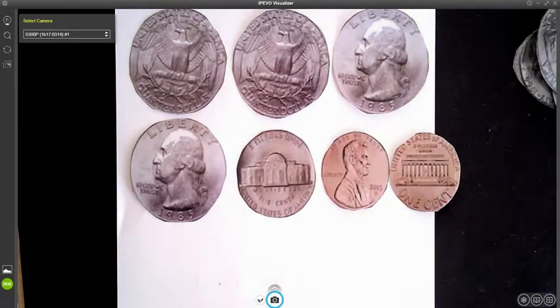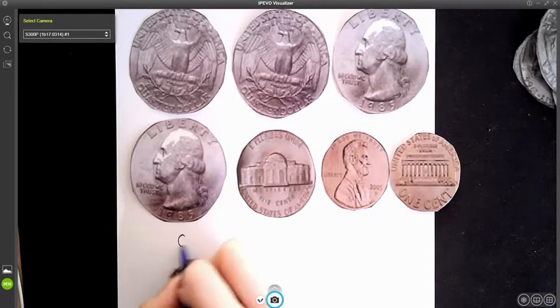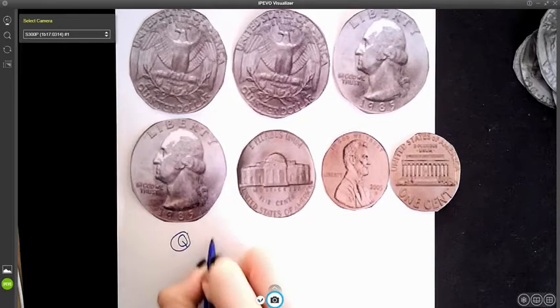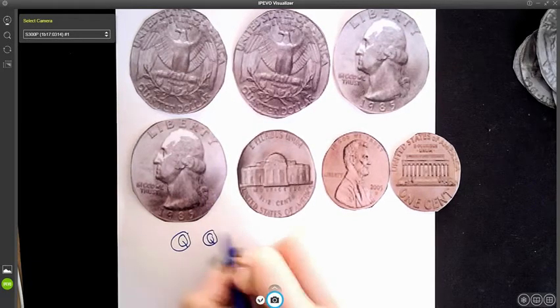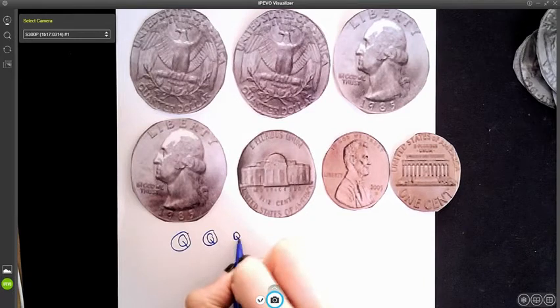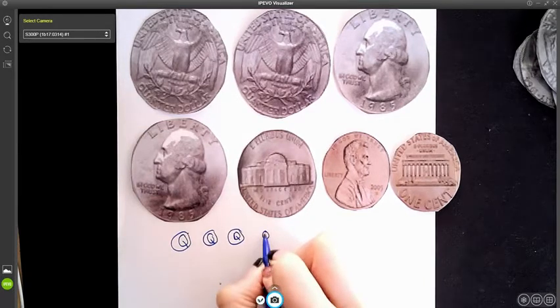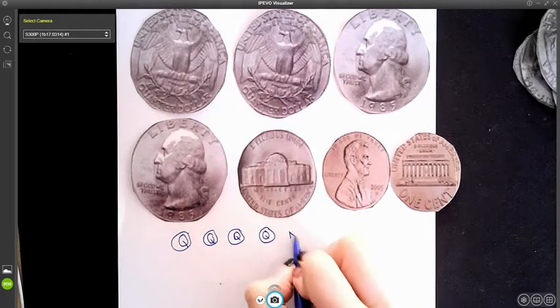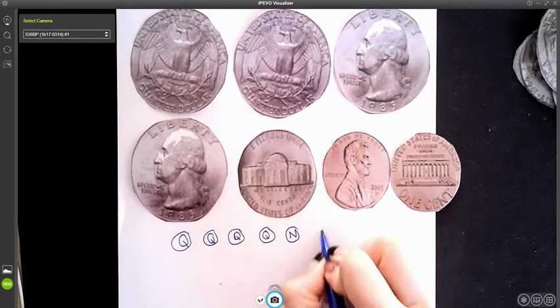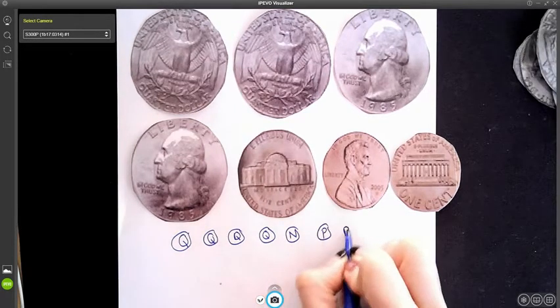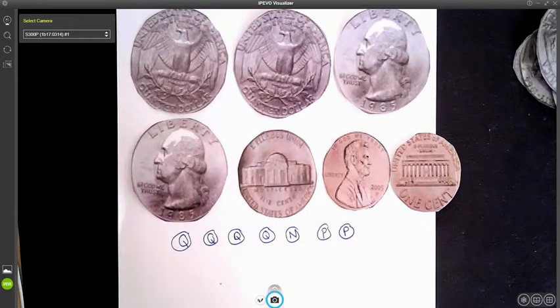Now, what the homework today will say is draw and label the coins from greatest to least. So I'm going to be writing down, I have 4 quarters, 1 nickel, and 2 pennies, making sure they don't look like D's for dimes.